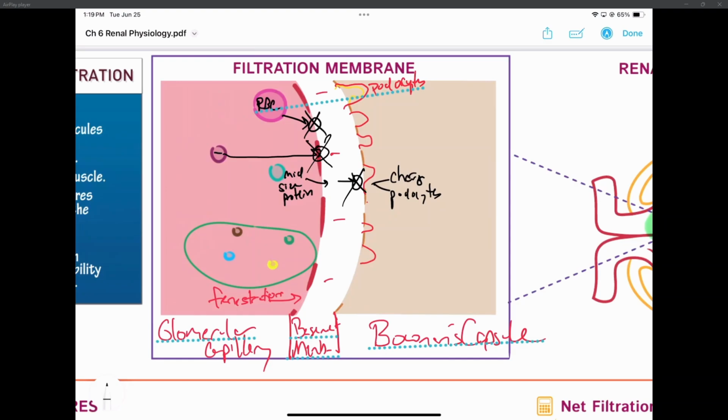The green blob are just various other substances, amino acids, water, glucose is the green, and then we'll just say wastes in the yellow. Okay, these can go freely all the way in, no problems. They're small little particles, they're needed, they get right through. So that's the filtration membrane. Again, looking at the size of the particles and the charges.